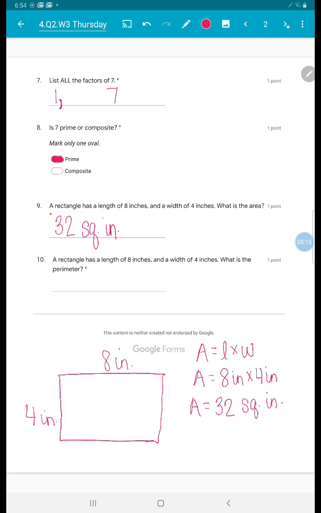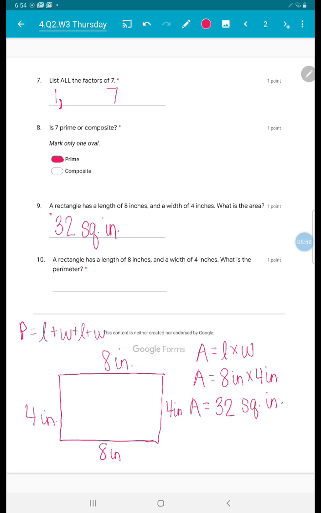The next question asks, if the same rectangle has a length of 8 inches and a width of 4 inches, what is the perimeter? So we're going to add all the sides. I know if one length is 8 inches, the opposite length is also 8 inches. If one width is 4 inches, the opposite width is 4 inches. So to find the perimeter, we're going to add all the sides. Length plus width plus length plus width.